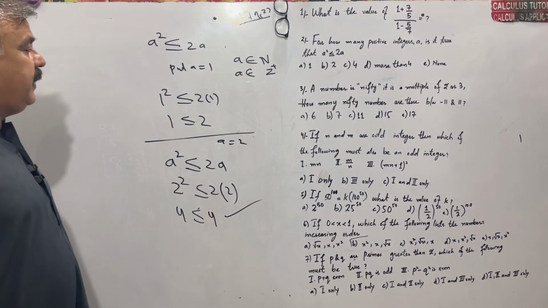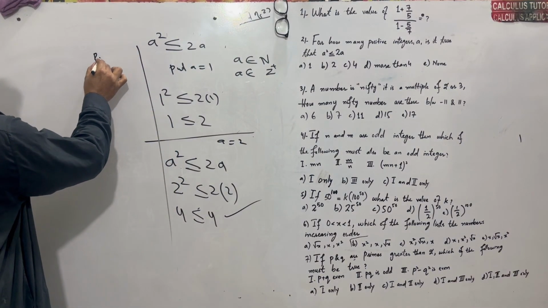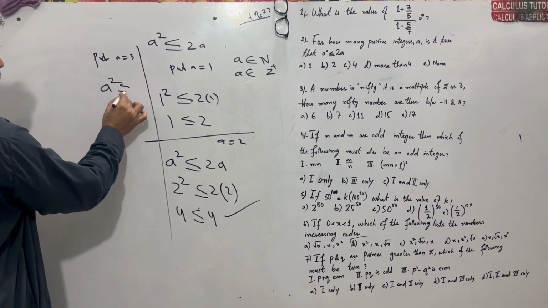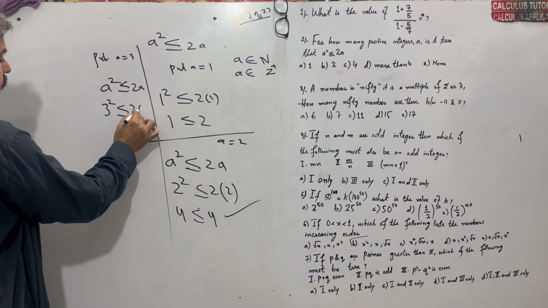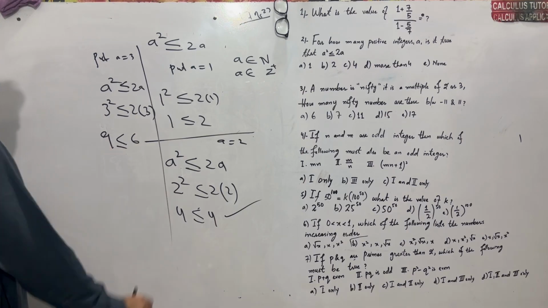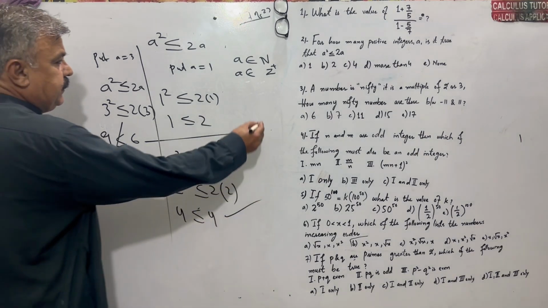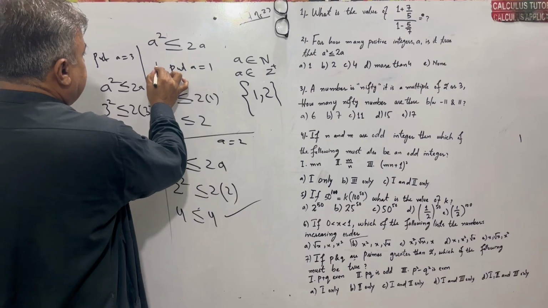This inequality is valid. What about 3? Put a equal to 3. 3 square is less than or equal to 2 times 3. 9 is less than or equal to 6? This inequality is not valid. So only two numbers, 1 and 2, satisfy this inequality.